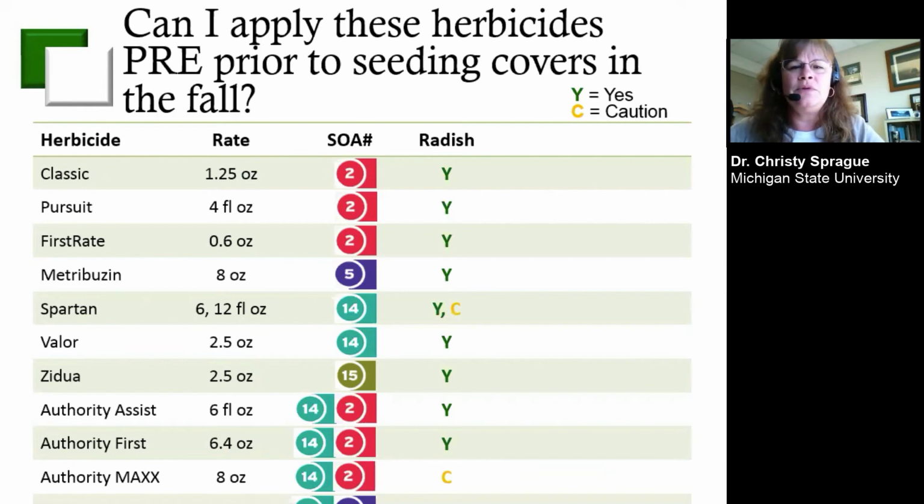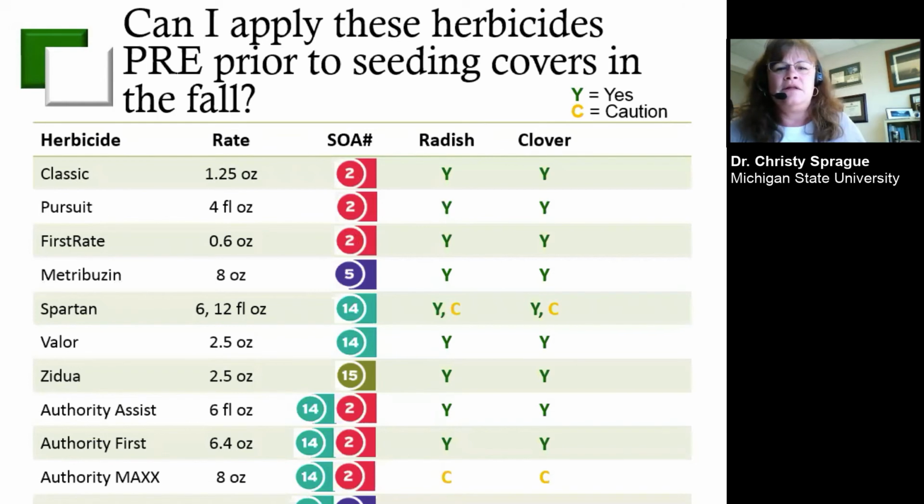So for example, with oilseed radish, you can see that we had very good tolerance with many of the herbicides, and we gave a couple cautions with the Spartan and the Authority Max, where we did see a little bit of discoloration on those radish plants. Clover, again, these herbicides were very safe to be applied in the spring, and then drilling in clover in the fall. Again, caution with the same 2 herbicides, the Authority Max or the high rate of Spartan.